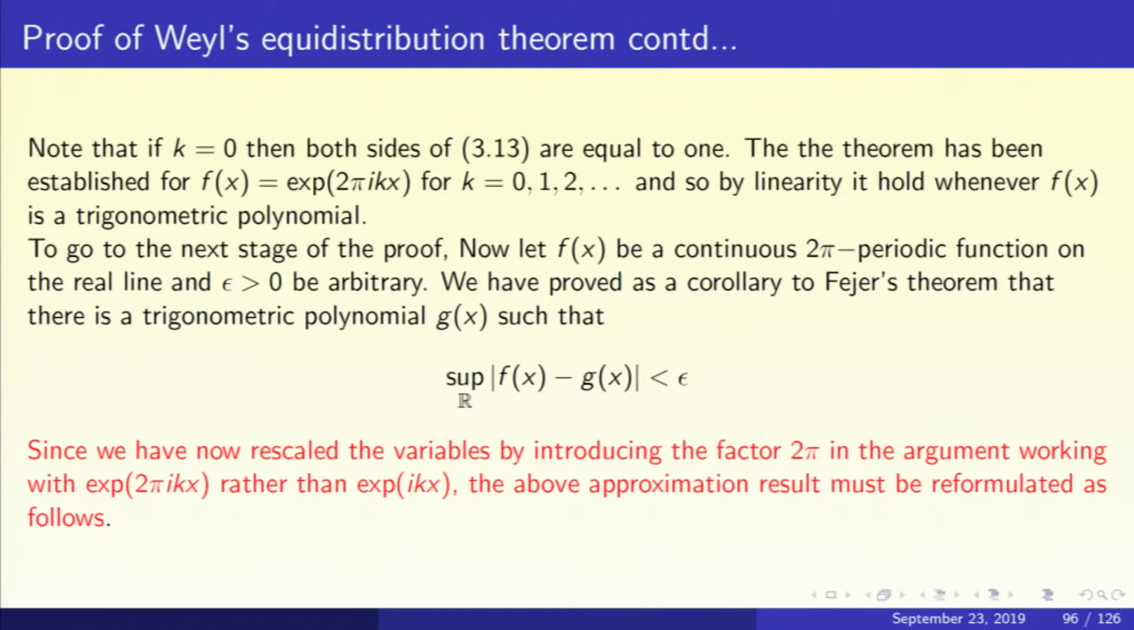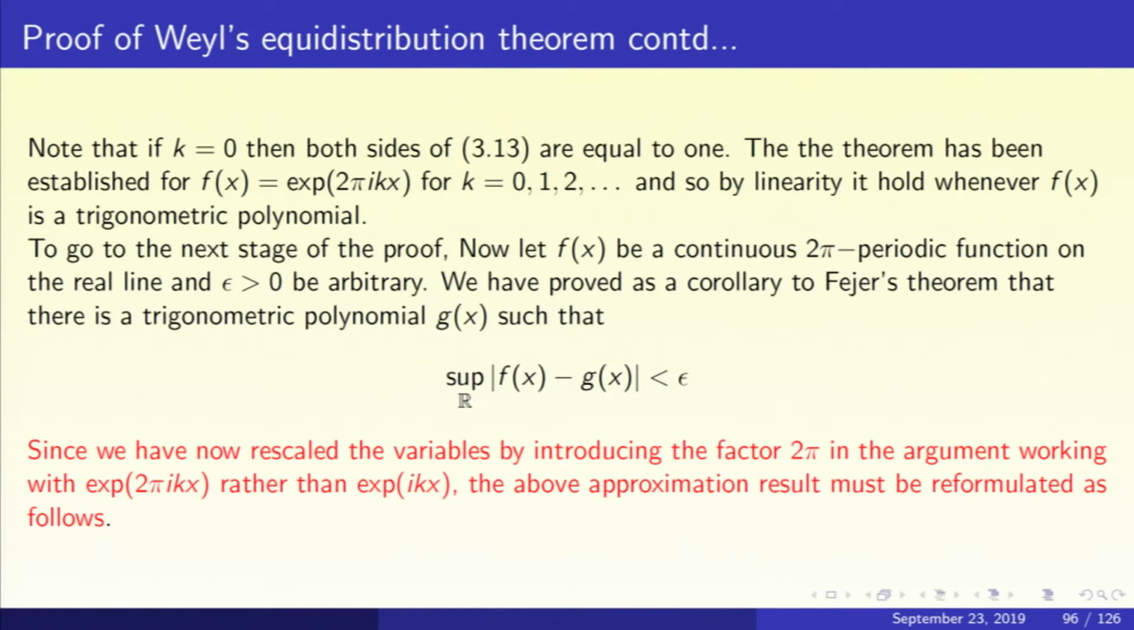The Cesàro sums of the Fourier series are trigonometric polynomials, and they converge uniformly to f. So given a 2 pi periodic continuous function, there is a trigonometric polynomial g such that the supremum of mod f x minus g x is less than epsilon for any given epsilon.